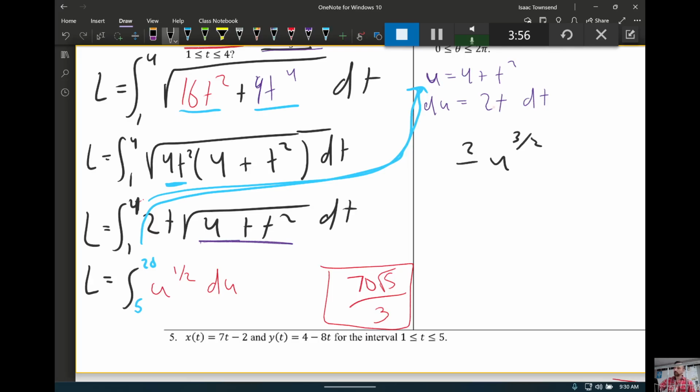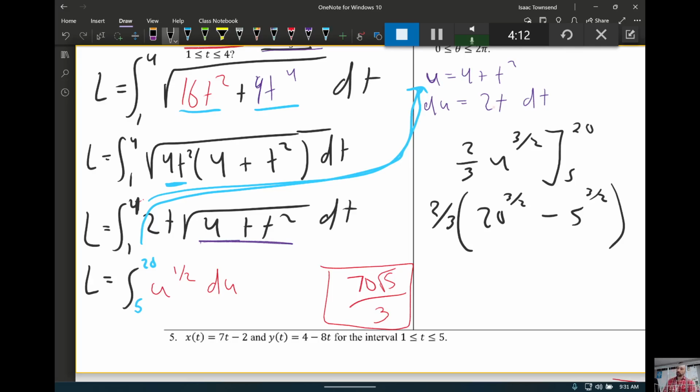Raise the power by 1, divide by the new power, and we're going to evaluate from 5 to 20. So plug in 20, plug in 5. Subtract those. Okay, I think we're still on the right track. I just hate to keep going here if I had a little mistake. But this is 20 cubed and then square root. So I've got 3 20s being multiplied and then square rooting it. So I know that's the same as 20 square root of 20.